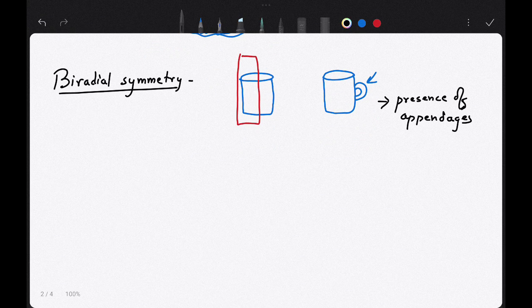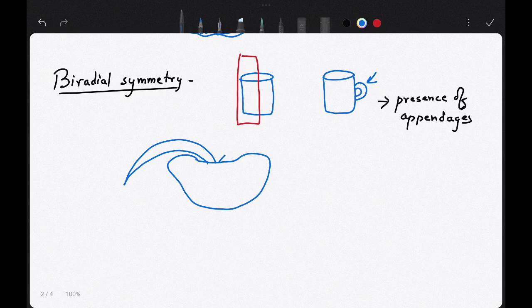Now suppose this is a biradially symmetrical organism. The examples are, you see, in jellyfish. Suppose this is a jellyfish, they will have appendages like this. Now if you cut this organism, you will find that they are similar, but due to the presence of appendages, they do not give the appearance of a radially symmetrical organism. They are not completely radially symmetrical.